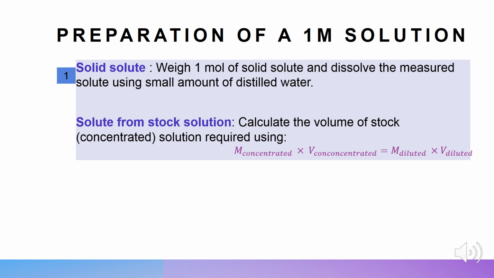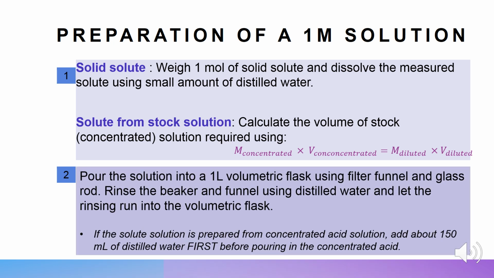For solute in the form of stock solution, you can calculate the volume of the stock solution by using the dilution formula: M concentrated times V concentrated is equal to M diluted times V diluted. And then transfer the solution into a 1 liter volumetric flask by using a filter funnel and glass rod.